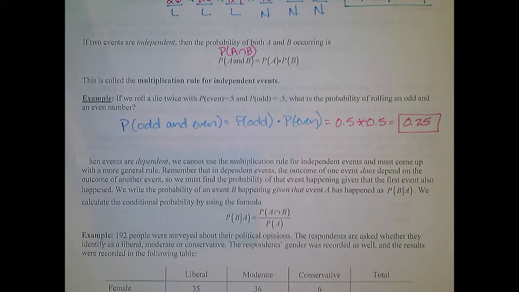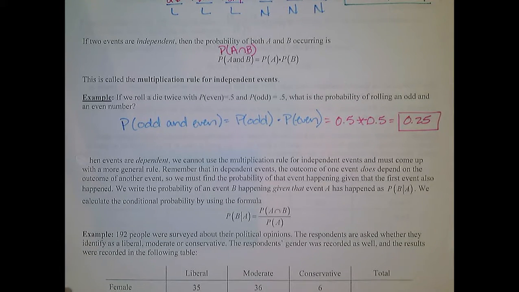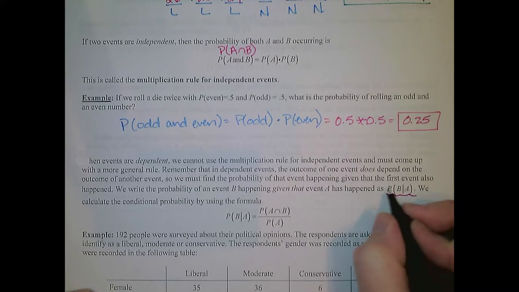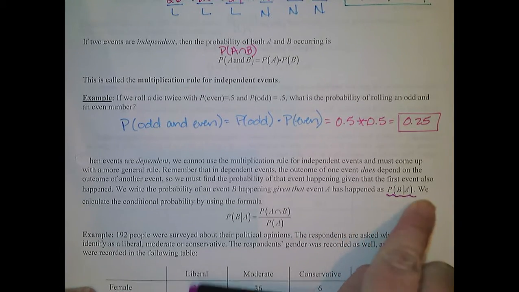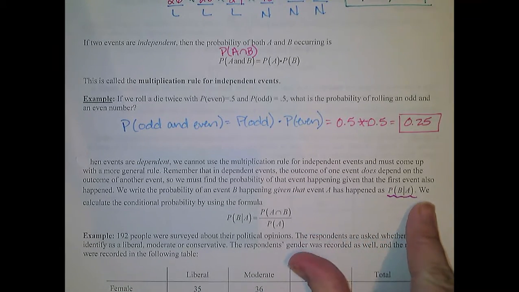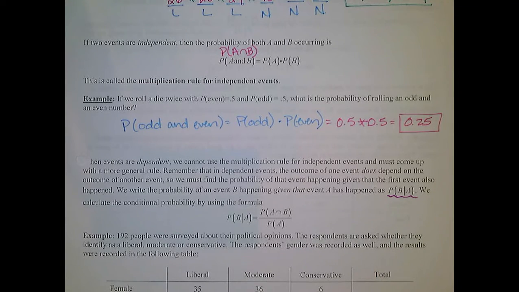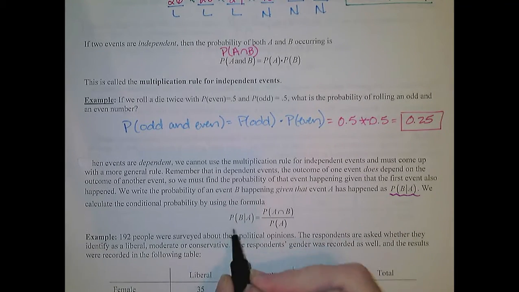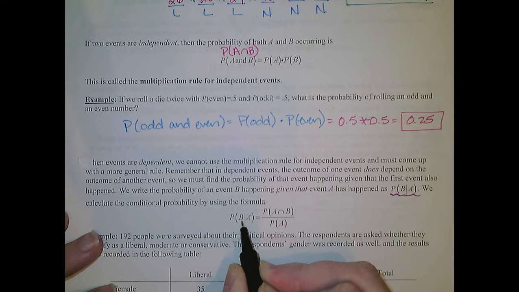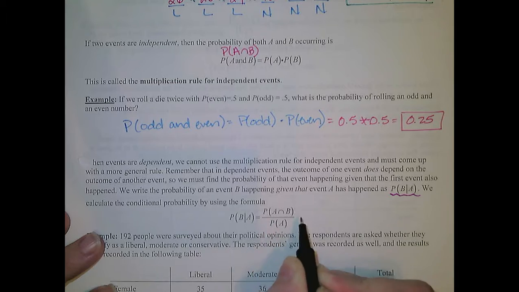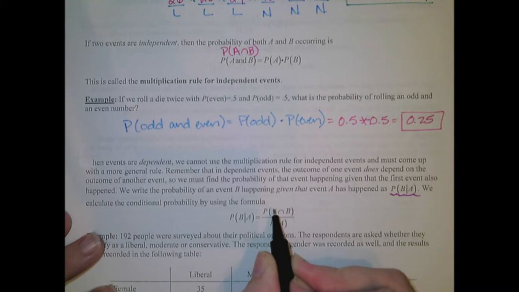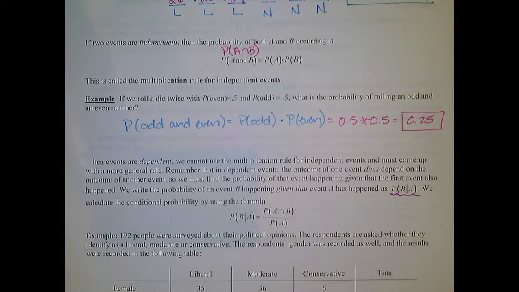We write the probability of an event B happening given that event A has happened using this notation here. And we just read that as the probability of B given A. So what is the likeliness that B will occur if we already know that A has occurred? And we can calculate the conditional probability using this formula. It turns out that the probability of B happening given that A has happened is the probability of A intersect B, or the probability of A and B happening, divided by the probability of A.